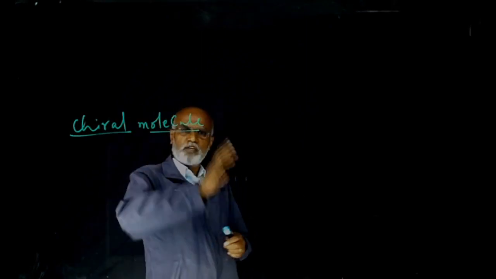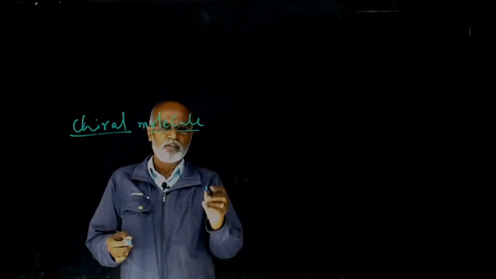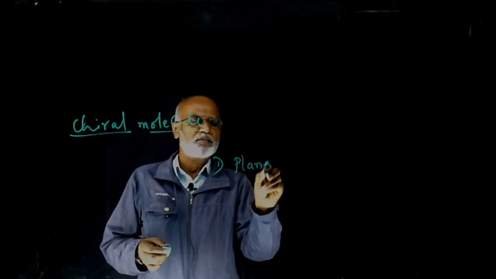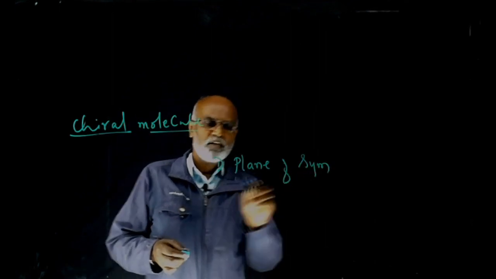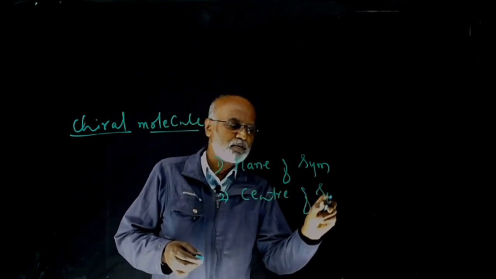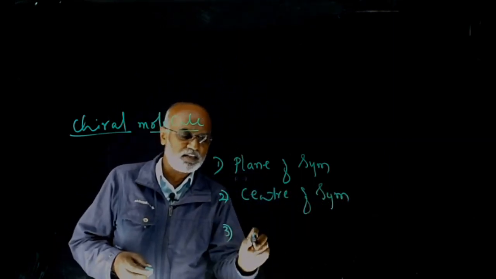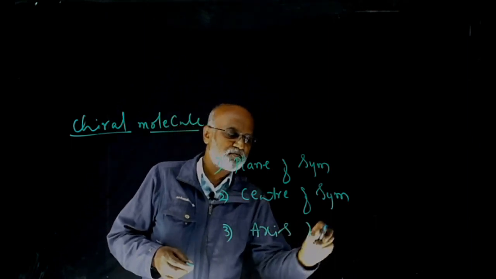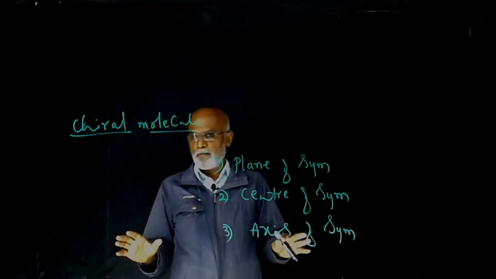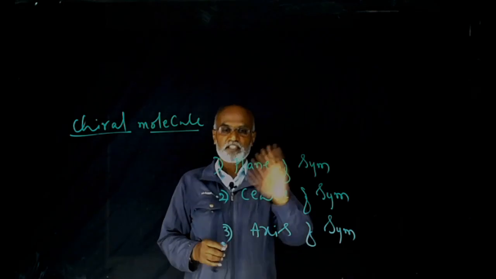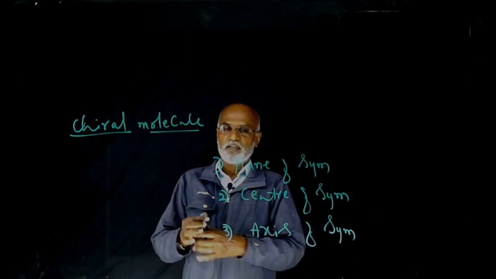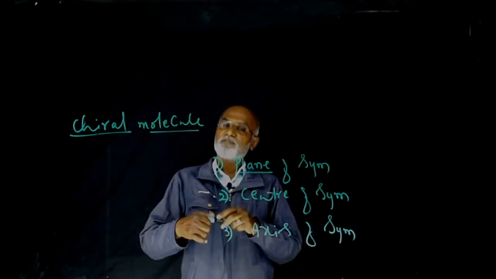To call a molecule a chiral molecule, we need to know about three symmetry elements. The first one is plane of symmetry. The second one is center of symmetry. The third and last one is axis of symmetry. Remember, plane of symmetry, center of symmetry, and axis of symmetry are generally known as elements of symmetry. There are three elements of symmetry, namely plane of symmetry, center of symmetry, and axis of symmetry. And we learned something about plane of symmetry in the last class.